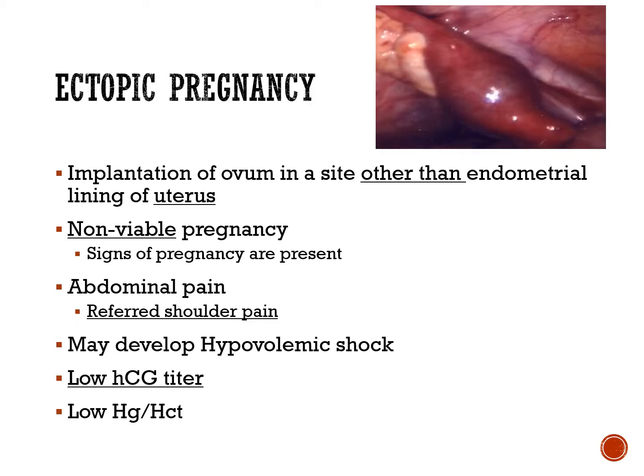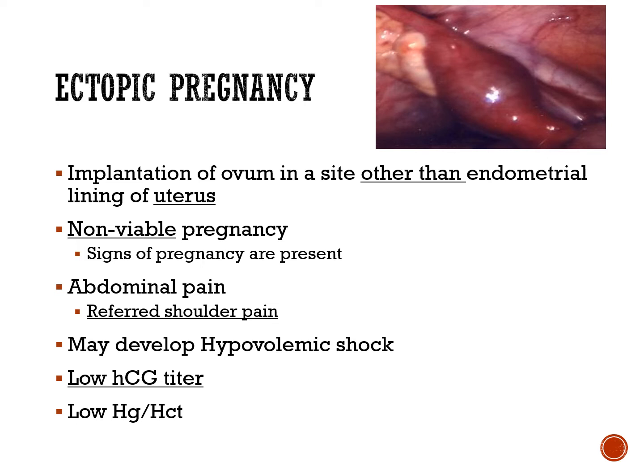So ectopic pregnancies, on page 295 in your book, it discusses what these are. So it's the implantation of the ovum in a site other than the endometrial lining of the uterus. So it can be anywhere. It can be in the ovary. It can be in the fallopian tube. It can be in those fimbria of the end of the fallopian tube. It can actually be in the abdomen. So implantation anywhere outside of that endometrial lining. Typically, it is in the fallopian tube. That is where most ectopic pregnancies occur.